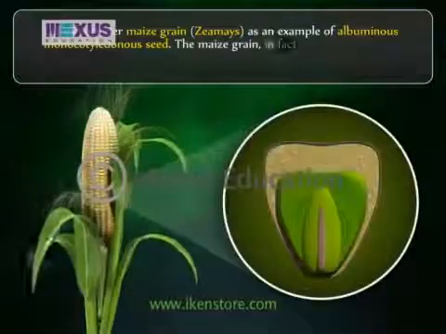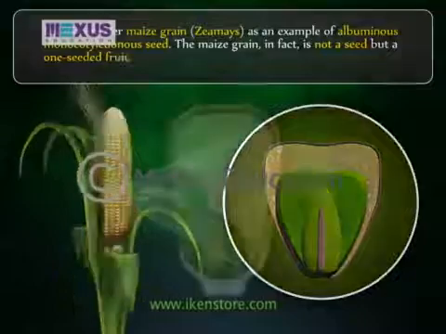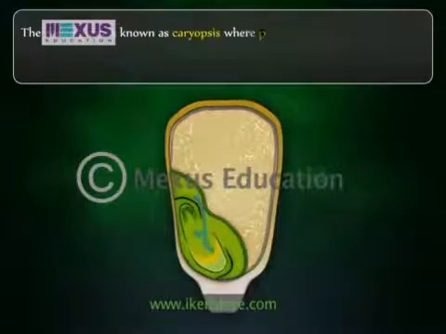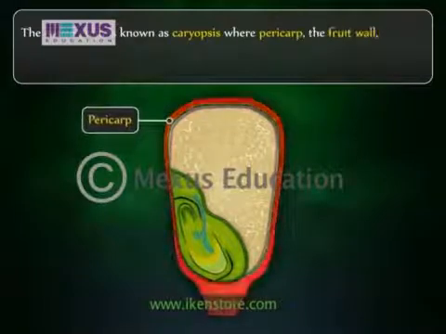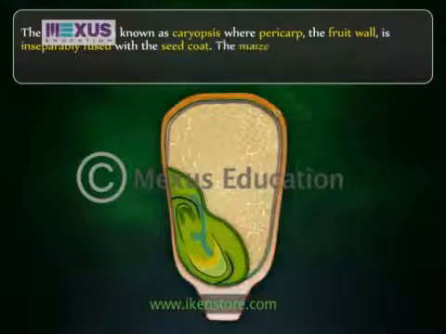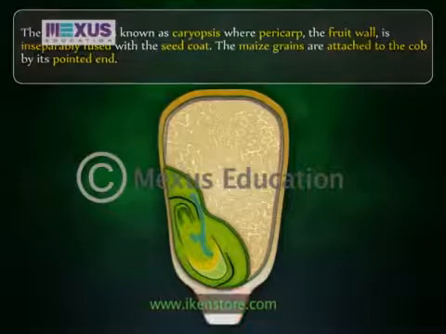The maize grain, in fact, is not a seed, but a one-seeded fruit. The maize grain is known as caryopsis, where pericarp, the fruit wall, is inseparably fused with the seed coat. The maize grains are attached to the cob by its pointed end.